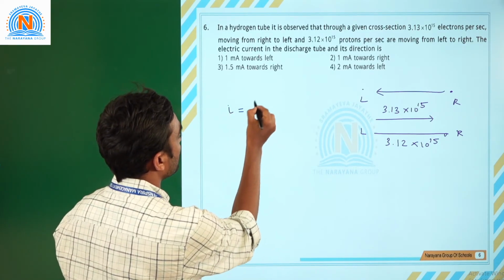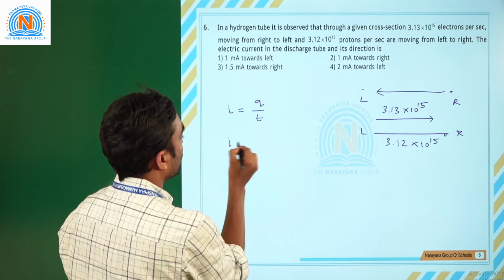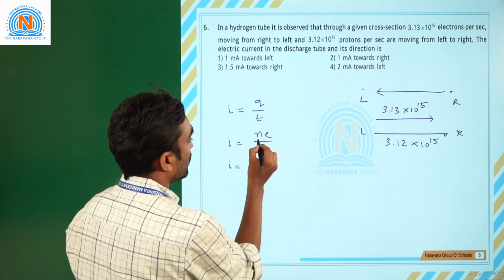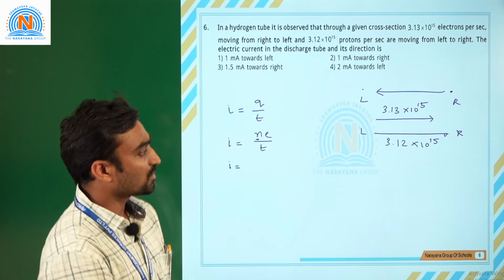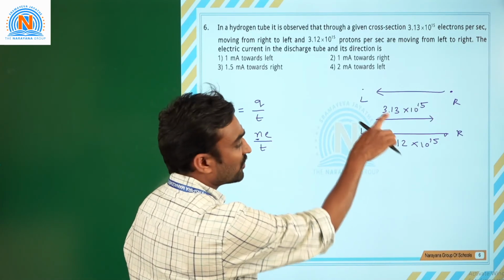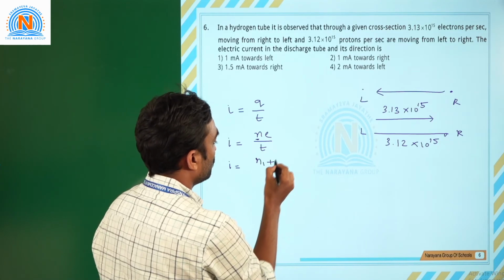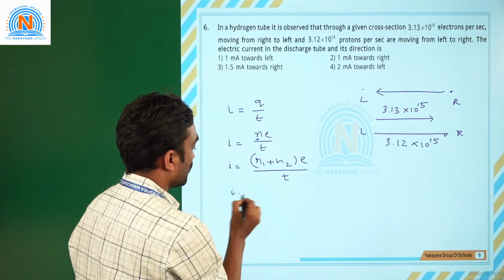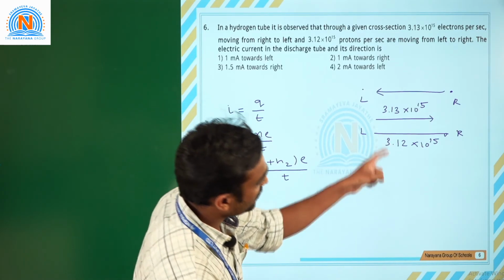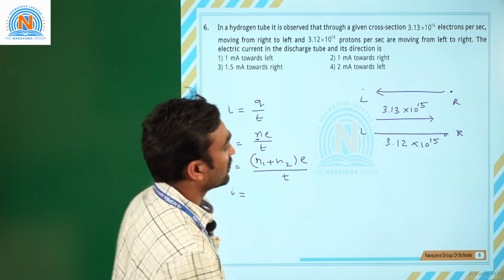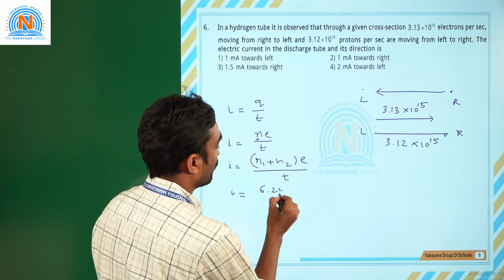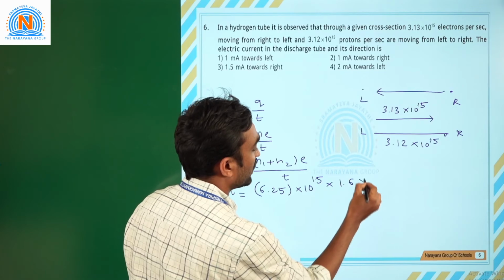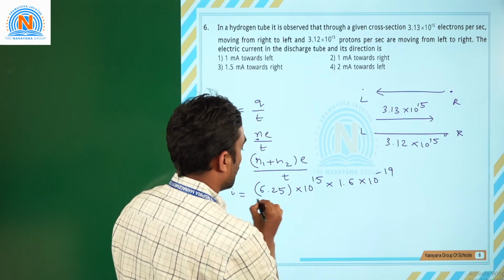So this current is given as I equal to Q upon T. So this current equal to, what is the value of Q? NE upon T. So I equal to, here N is the number of charged particles. Here we have two types of charged particles. Say this is N1, say this is N2. So we have N1 plus N2 into E upon T. So this value of current is N1 plus N2. So the sum of these two, 3.13 plus 3.12, that will give you 6.25 into 10 raised to 15, and charge of the electron 1.6 into 10 raised to minus 19 upon time.